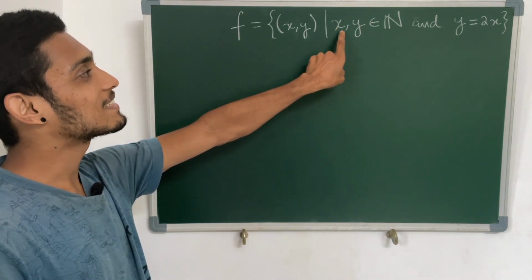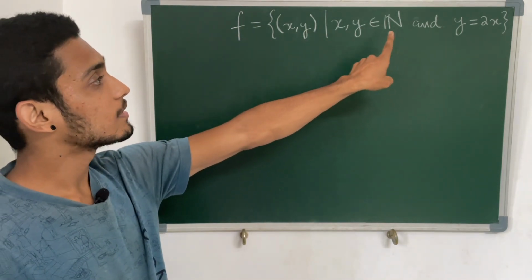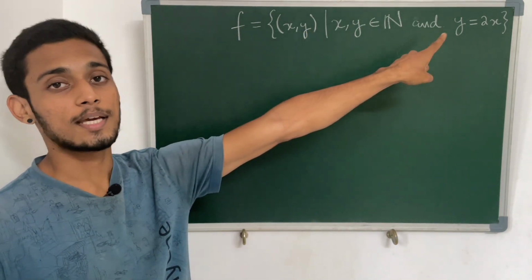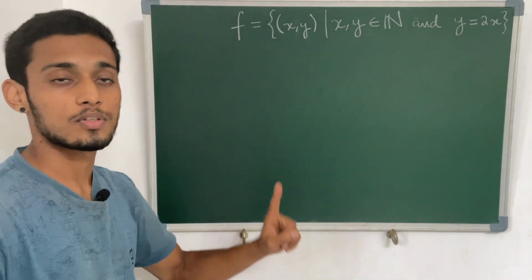So if x is the first natural number 1, so this is 1, and we know that y will always be 2 times of x. So the first ordered pair that we get is 1 and 2. So let us write it down.